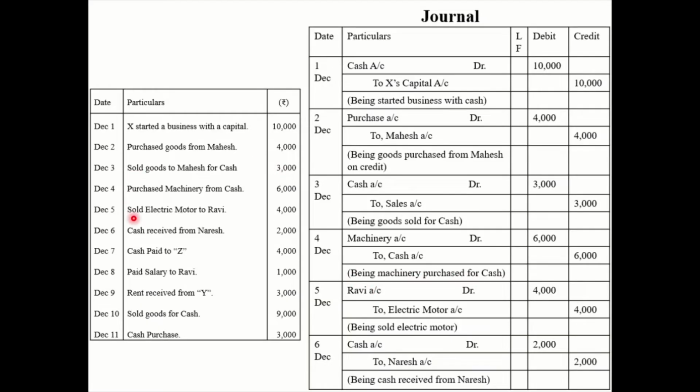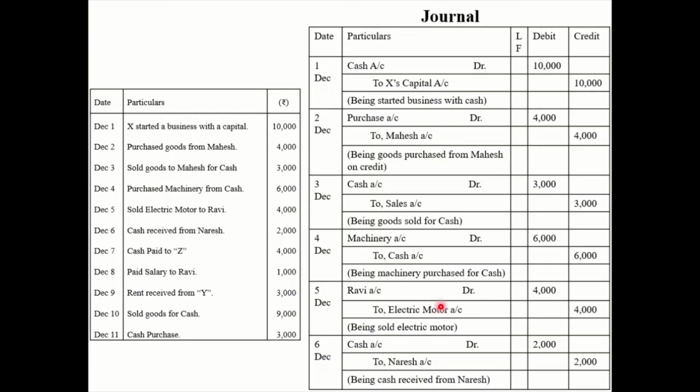Fifth transaction, sold electric motor to Ravi. Here a person's name is mentioned. That's why we assume that the given transaction is on credit basis. Two accounts, Ravi and electric motor. Ravi is a personal account. Rule of personal account is debit the receiver. Here the receiver of the electric motor is Ravi. That's why Ravi account is debited.